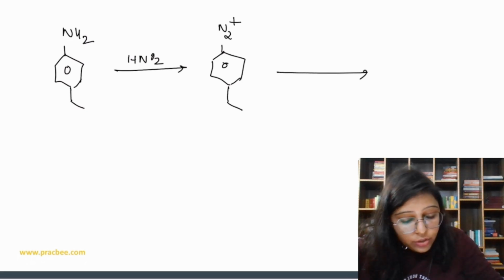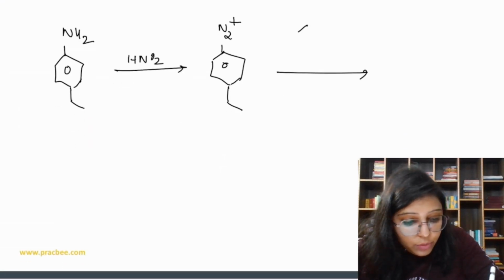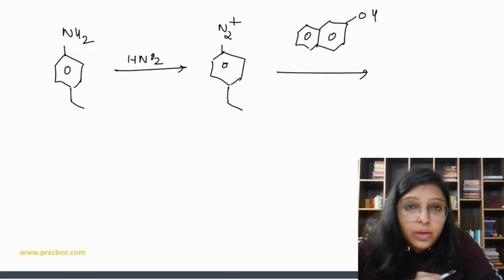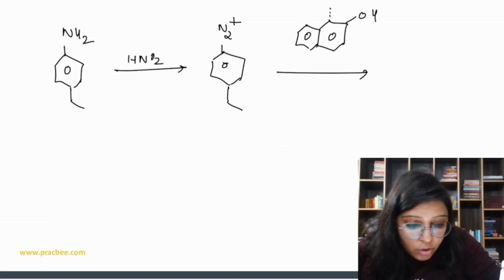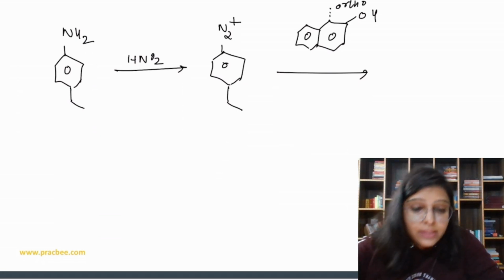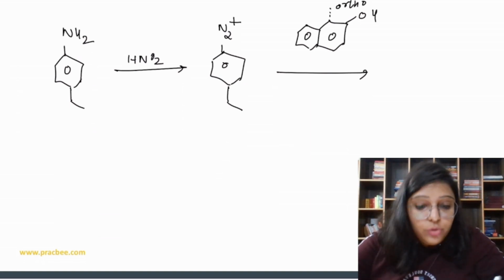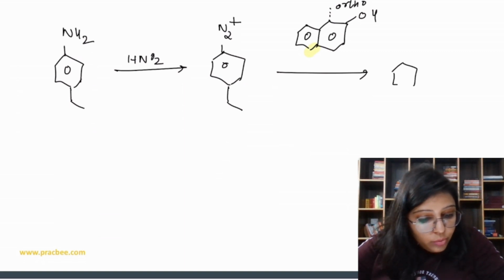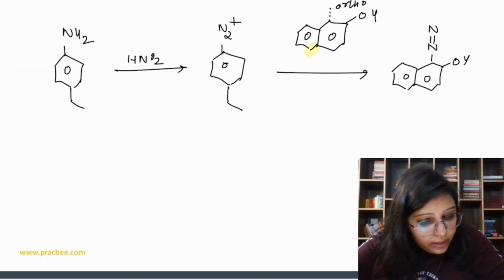Okay? On reaction with beta naphthol, right? Beta naphthol is this OH. Okay? So coupling happens at the ortho position. Generally coupling happens at the para position, but here the para position is not free. The para position is already occupied. So here coupling happens at the ortho position. So we are going to get this product with OH, and here we write N double bond N.